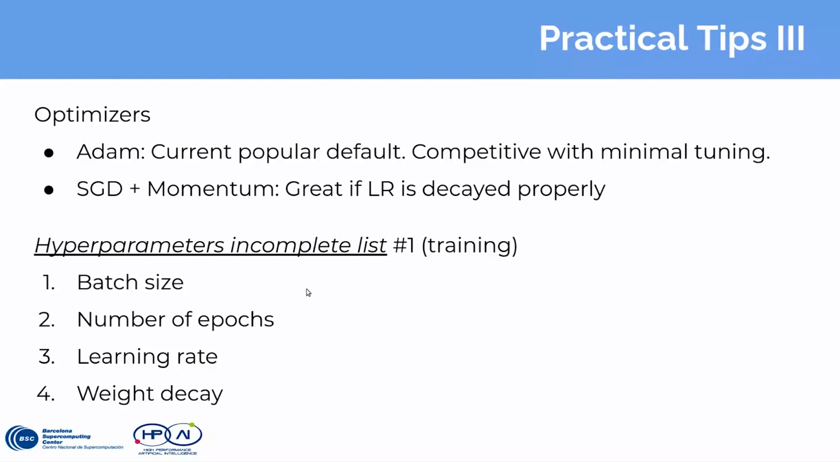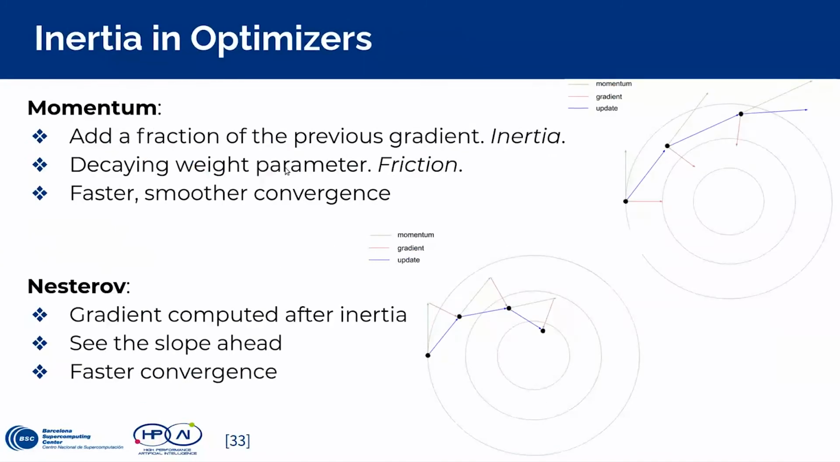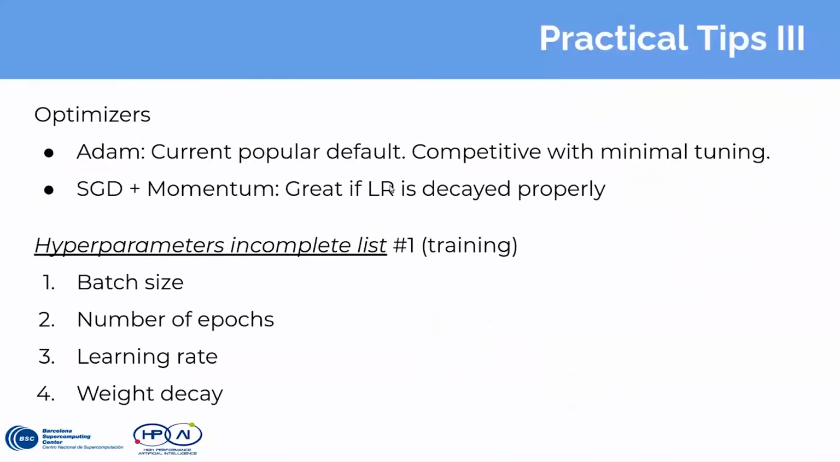So we already have defined four hyperparameters that we have to tune when training this thing. We have to define the batch size, the number of epochs, the learning rate, and we might have to define the weight decay, which implements friction in some cases.